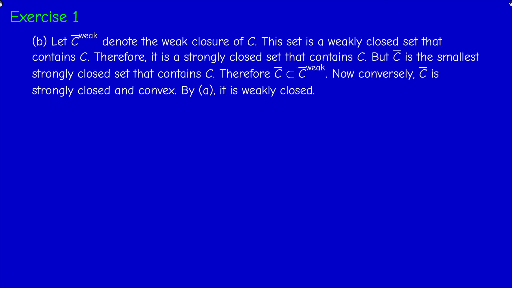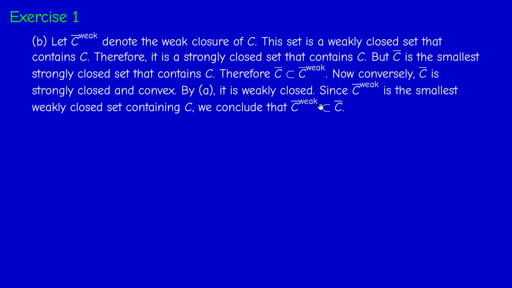Now, for the converse, we reason in a similar way. So C bar is a strongly closed set and convex. So by A, it is weakly closed. But by definition, C bar weak is the smallest weakly closed set that contains C. Therefore, C bar weak is contained in C bar. So we have a double inclusion, and therefore we have equality.